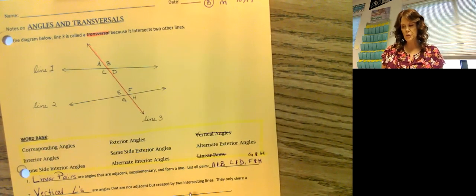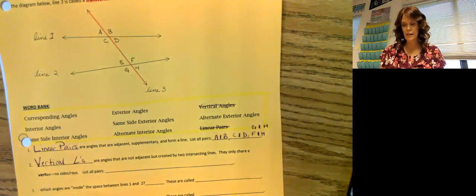Angles that are not adjacent, but created by 2 intersecting lines. They only share a vertex, okay? So a vertex, hopefully we know, is that point of intersection. They don't share any sides or rays. So if this angle has these sides or line segments, this one has these, and they are not sharing them. They only share the corner or vertex, okay?